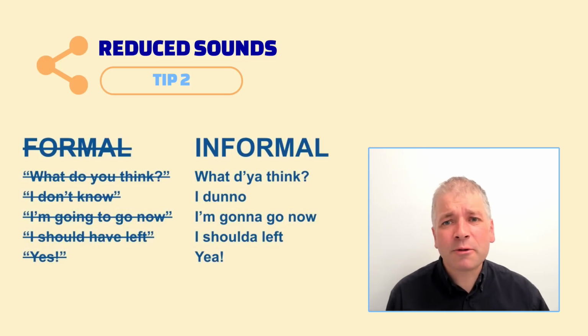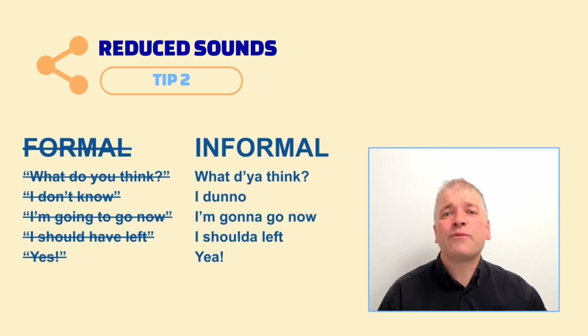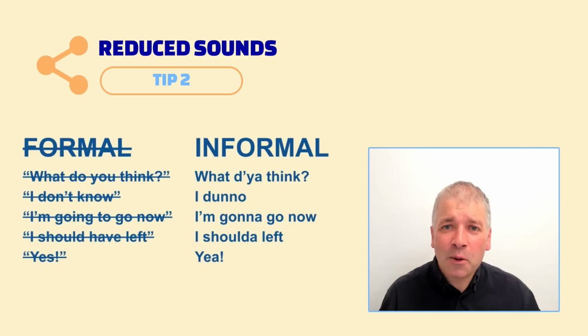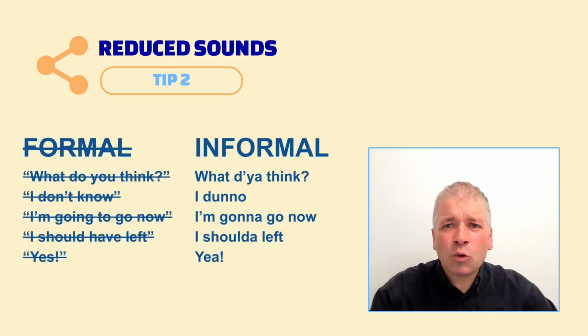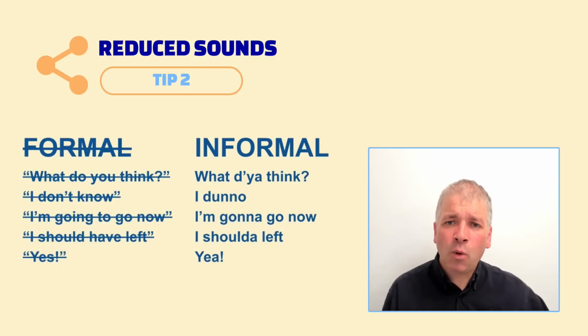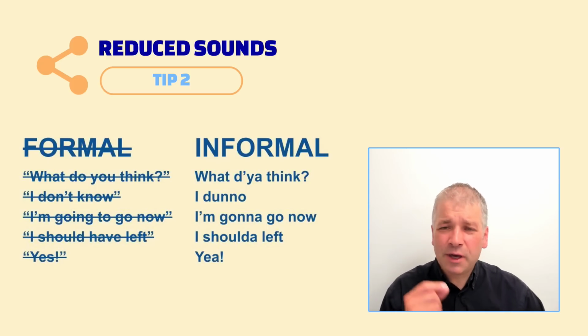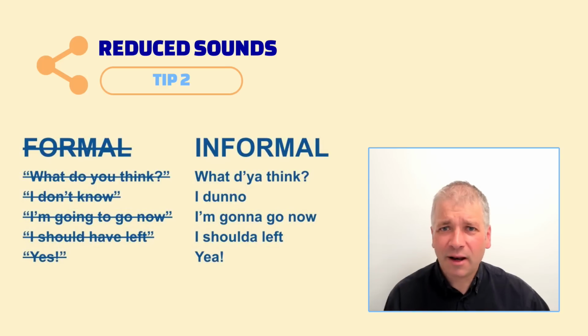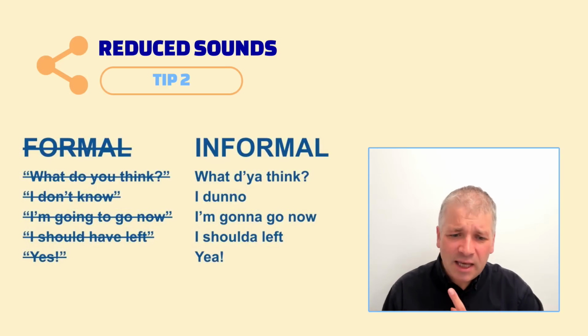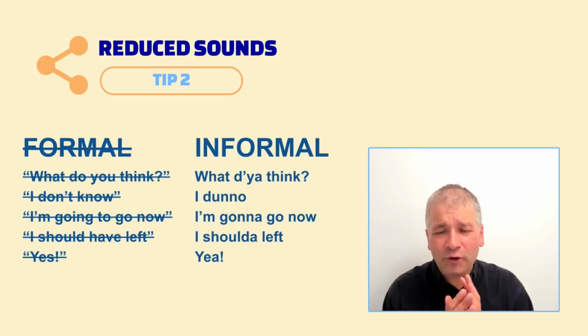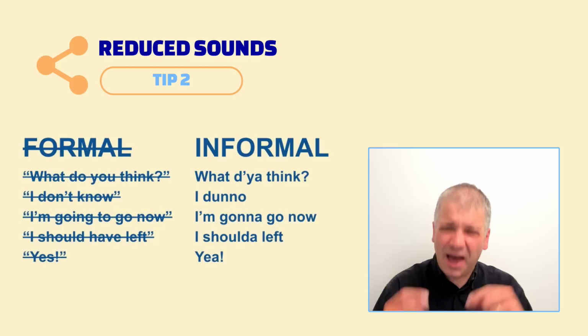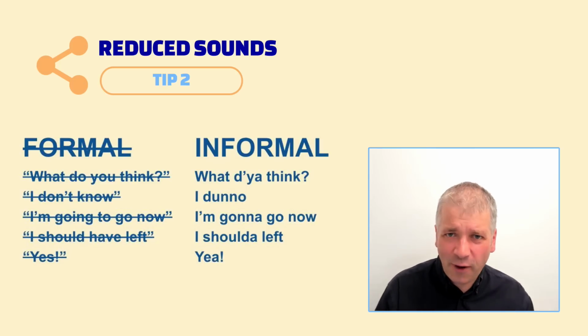What's happening here? So when people speak, they're trying to save time. So what English people do is that they will squash the sounds so they can say it faster. And what tends to happen is the harder consonants like T or D or G get squashed and reduced because they're harder to say. So we find easier alternatives.